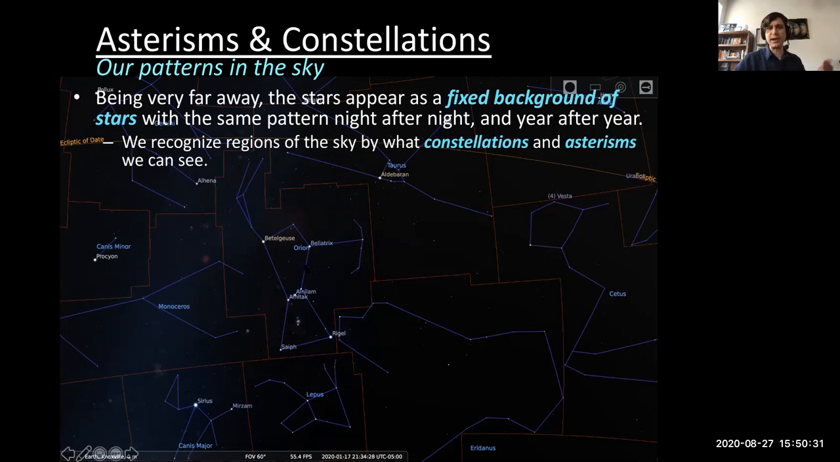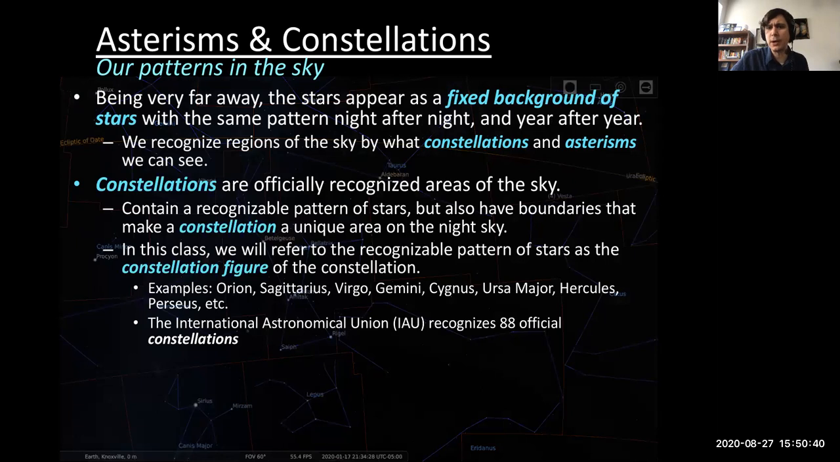Okay. So we recognize patterns in the sky. Humans are great at pattern recognition, so it's no surprise that we start picking out patterns when we look up. But let's talk about what constellations are. So constellations are officially recognized areas of the sky.